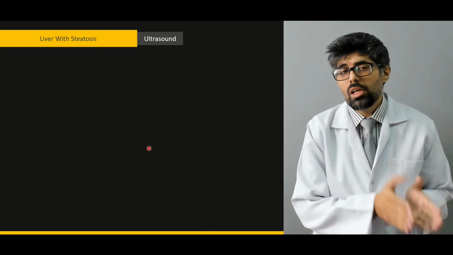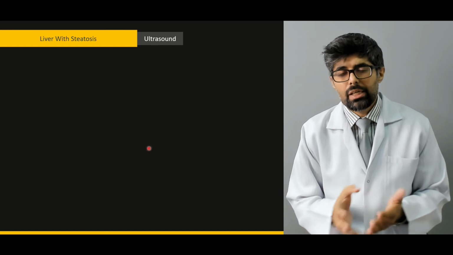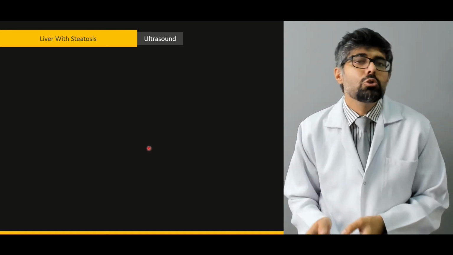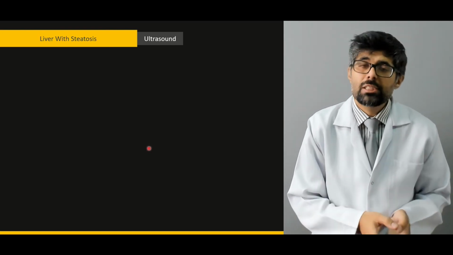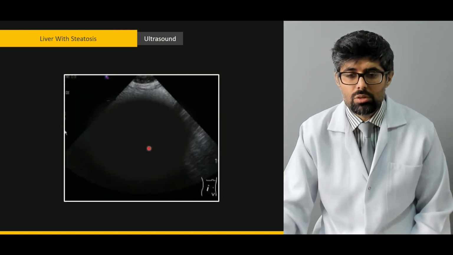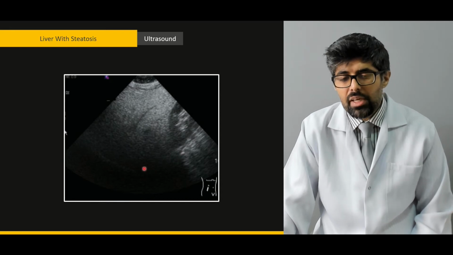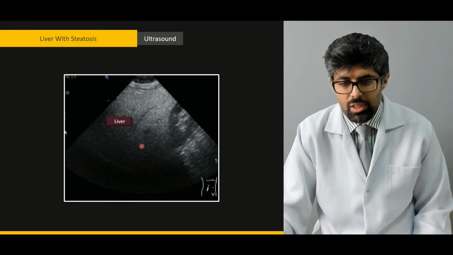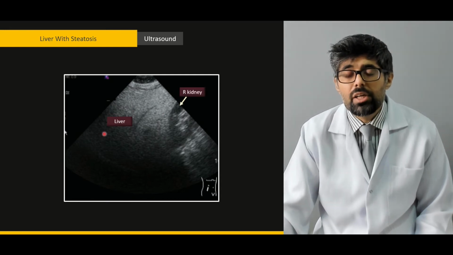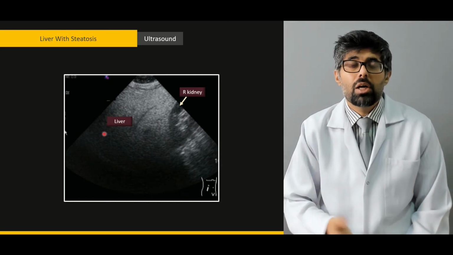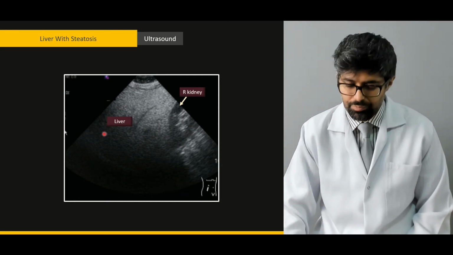Then we have liver with steatosis. It has a common name, fatty liver. Now, fatty liver is usually found in either obese patients or patients with dyslipidemia, and it is diagnosed with ultrasound, and it gives a very specific picture where the parenchyma of the liver is not penetrated enough by the sound waves generated by the probe of the ultrasound.